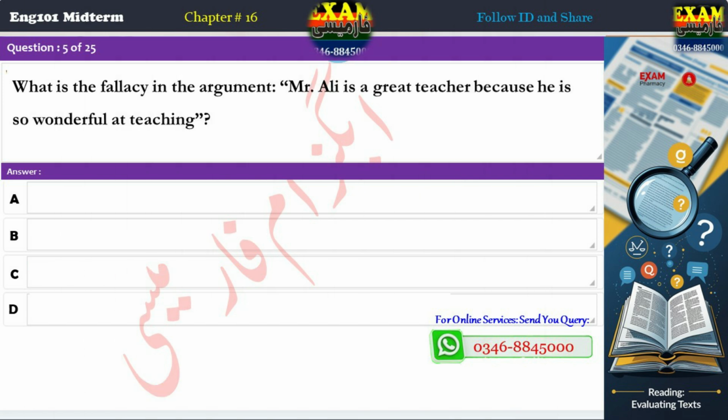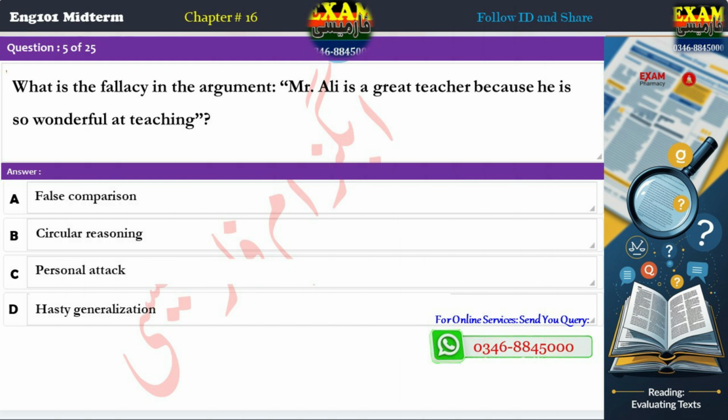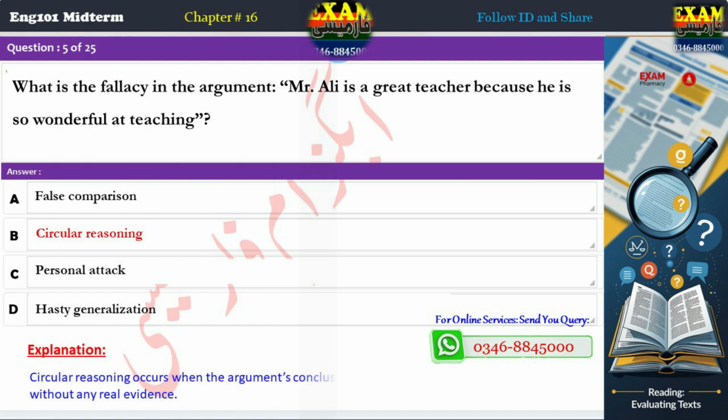Question 5. What is the fallacy in the argument? Mr. Ali is a great teacher because he is so wonderful at teaching. A. False comparison. B. Circular reasoning. C. Personal attack. D. Hasty generalization. Correct answer: B. Circular reasoning. Explanation: Circular reasoning occurs when the argument's conclusion is merely a restatement of its premise without any real evidence.